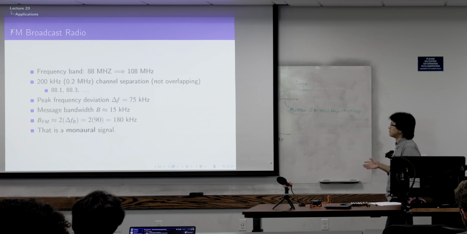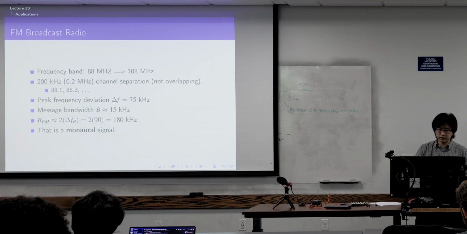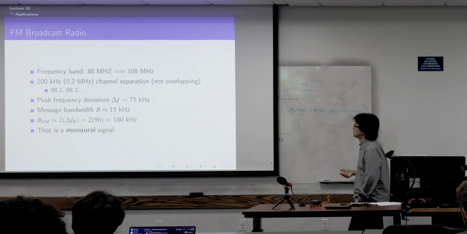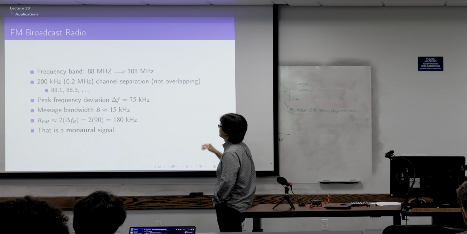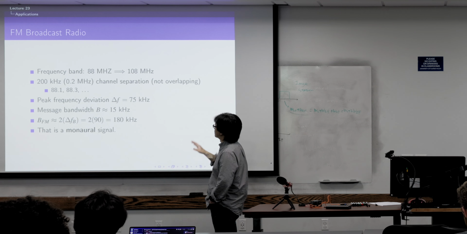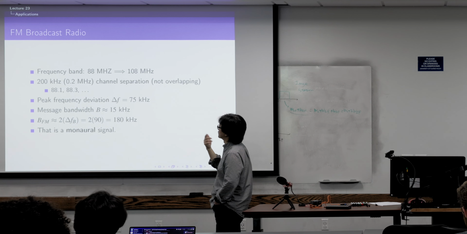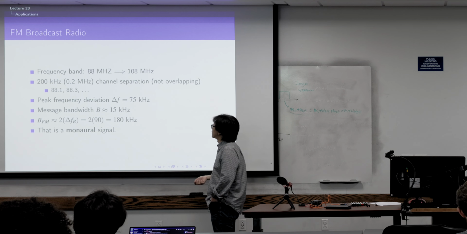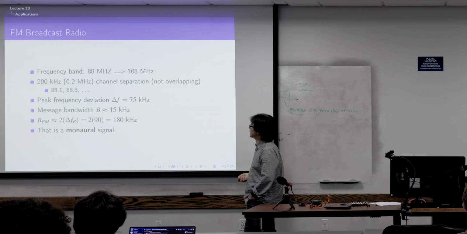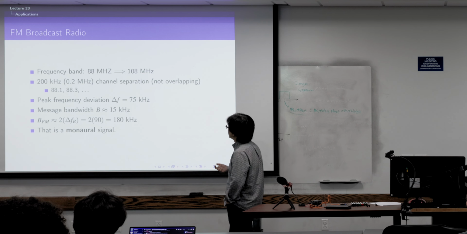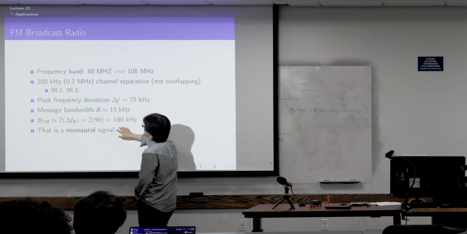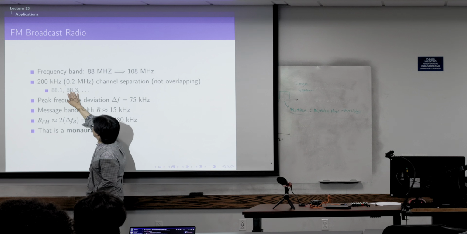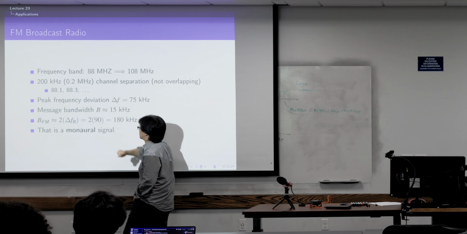Now let's talk very briefly about the applications. We're going to talk about two applications for frequency modulation. One application is FM broadcast radio. The frequency range for FM broadcast radio is from 88 megahertz to 108 megahertz, and the channel separation is 0.2 megahertz. So we have one at 88.1 and 88.3 and so on. That's how it works.